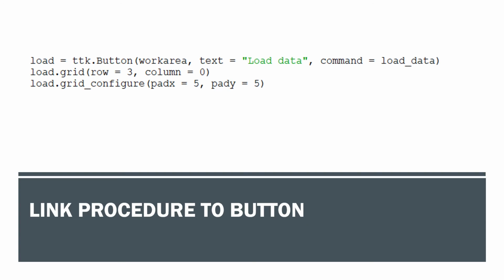And now I link the procedure to the button that I made earlier. And you do know how to do that, but let me just remind you, we just put this extra code at the end of the first line, command equals, and then the name of our procedure. And that procedure will now be triggered whenever the user clicks on that button.